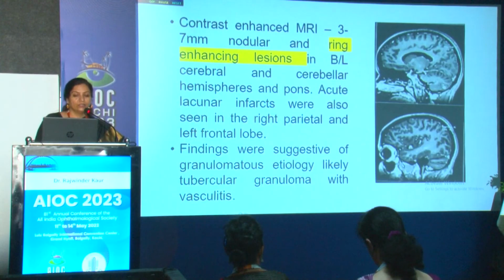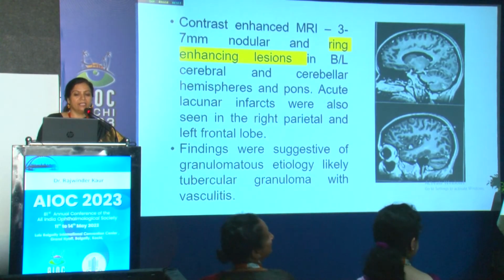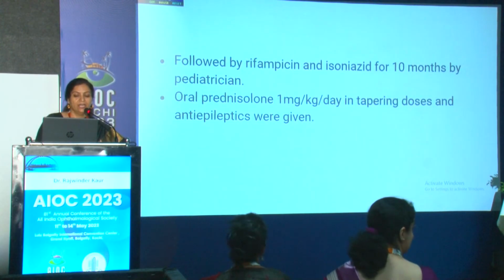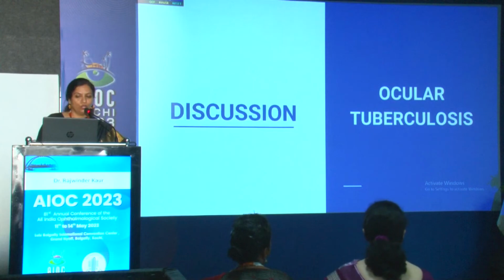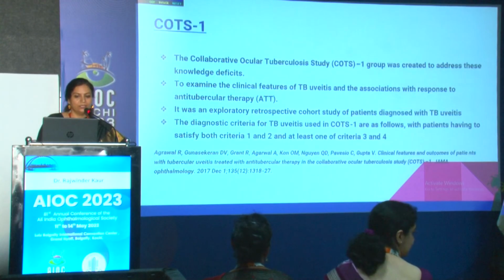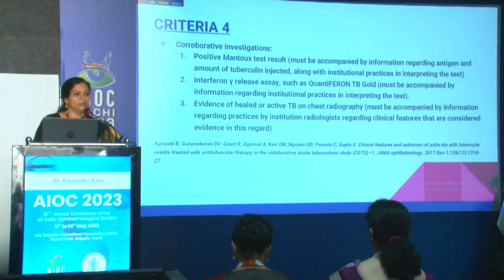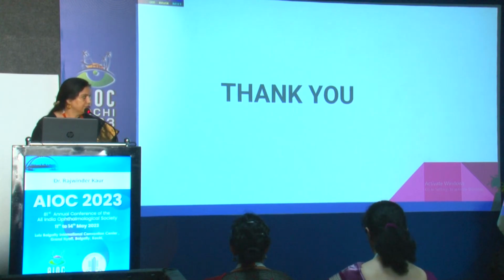This patient's MRI brain also showed ring enhancing lesions bilaterally. The treatment was started along with oral steroids. So these are the two cases, and as the vision in the second case was 6/6, they didn't give any consent for anti-VEGF. Both patients were treated with anti-TB drugs along with steroids.